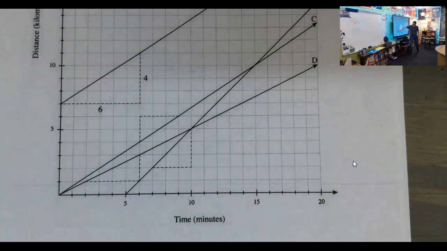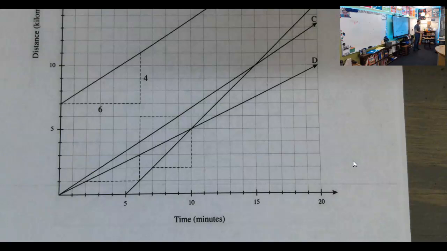Hey, real quick before we move on from this, what's the slope of Rider D? What's his slope? 1 over 2. Yeah, 1/2, right? Because it would be 2 compared to 4, or really half. So he's going half the speed as Rider B, right? Rider D is only going half the speed.